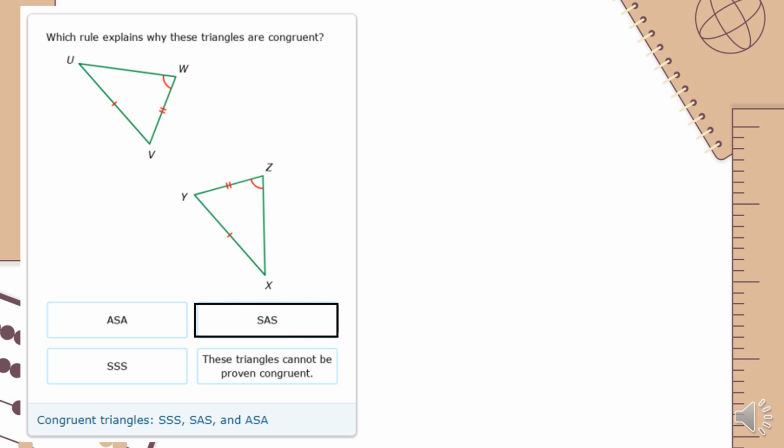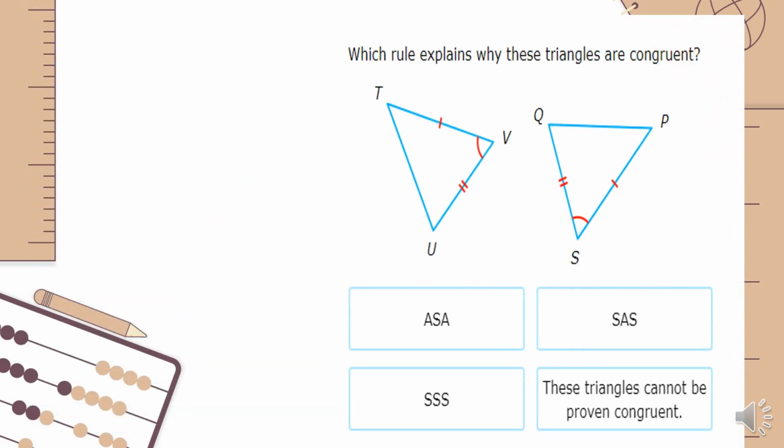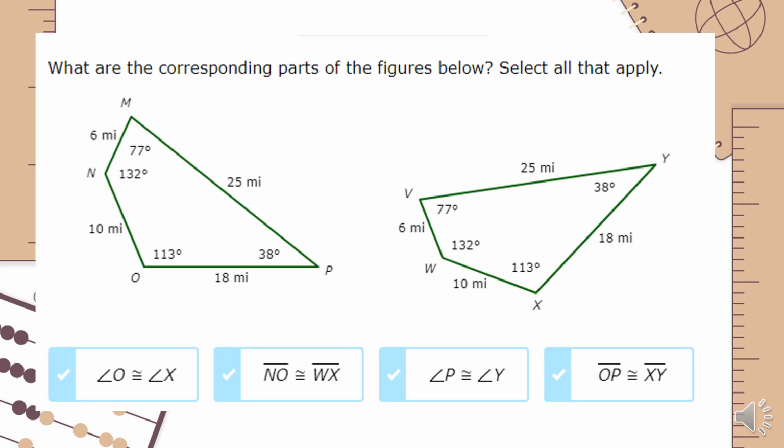Okay, next, let's see the next shape. Here two triangles are shown, and we have to tell what rule will be applied here. See, two sides are given and one angle is given. So the same is the case: angle side angle, side angle side, side side side, or they are not proven congruent. Here again we have the same case, side angle side. So this rule will be applied, and both triangles are congruent according to the side angle side, or SAS, rule.